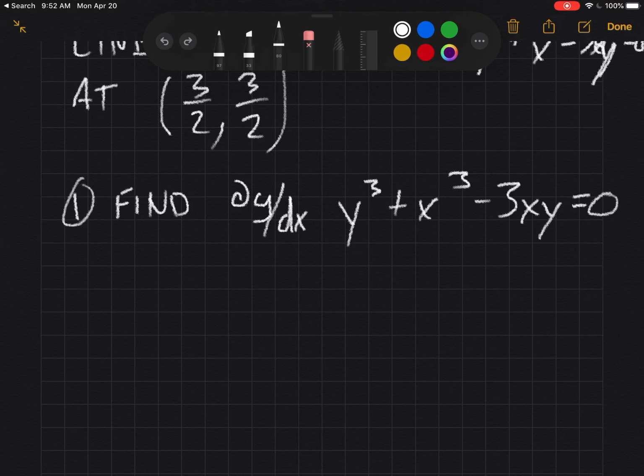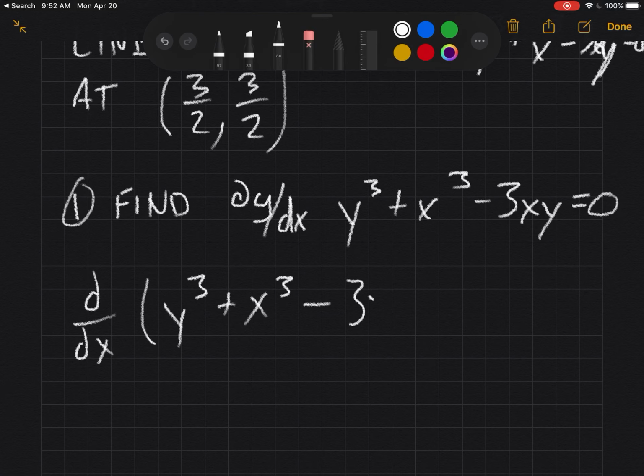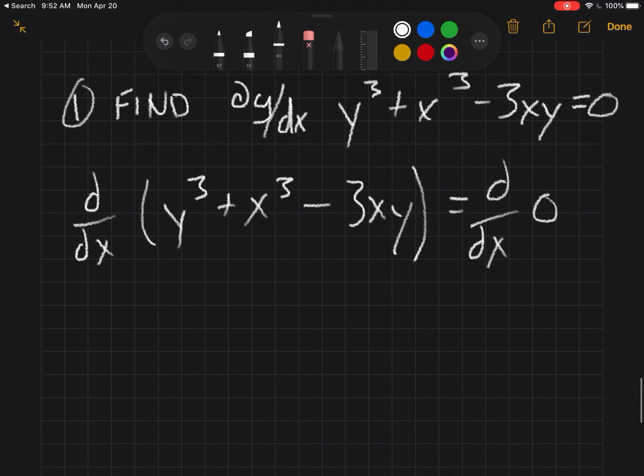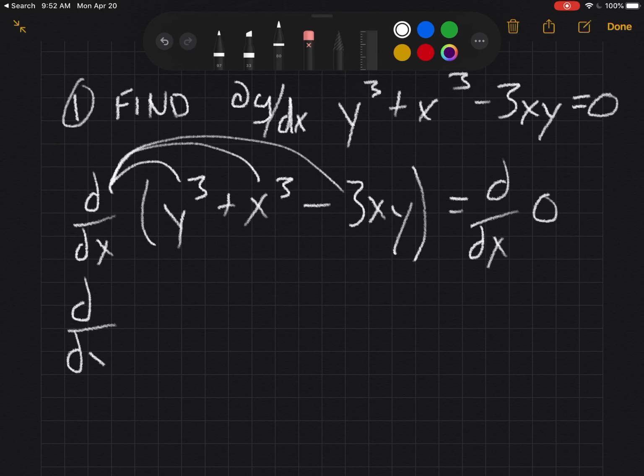So we want to find dy/dx of y cubed plus x cubed minus 3xy equals 0. And we're going to use implicit differentiation here because I can't solve this equation for y. Whenever you can't solve an equation for y, that's when you want to use implicit differentiation. So I'm going to take the derivative with respect to x of each side: the derivative of y cubed plus x cubed minus 3xy equals the derivative with respect to x of 0.